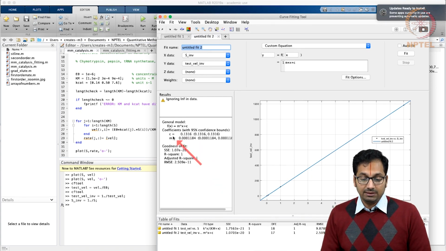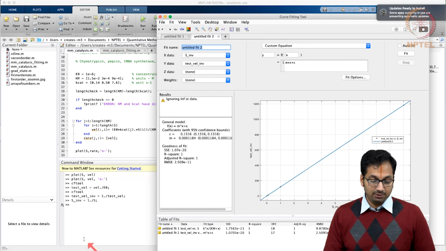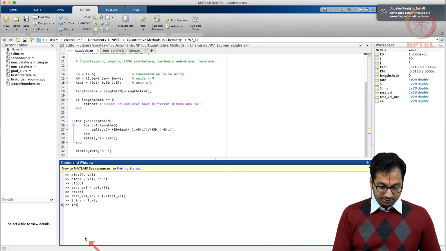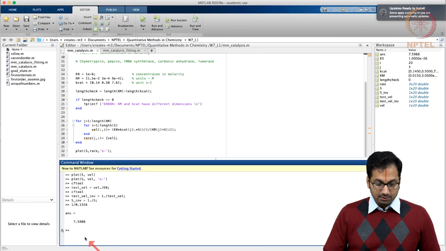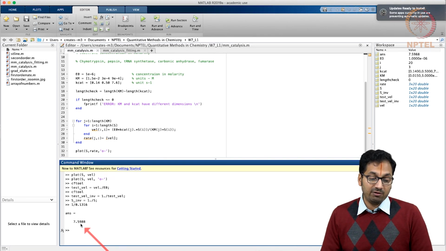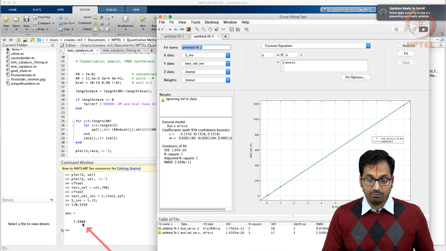And what you are able to see here is that the intercept is 0.1316. So what is 1 over the intercept? You are able to see that it comes up as 7.5988, which is 7.6 that we have simulated.